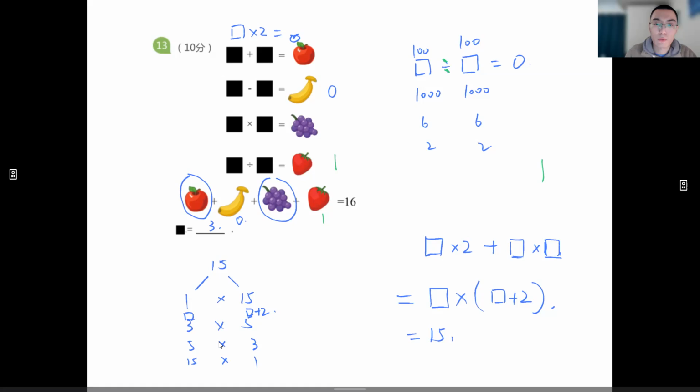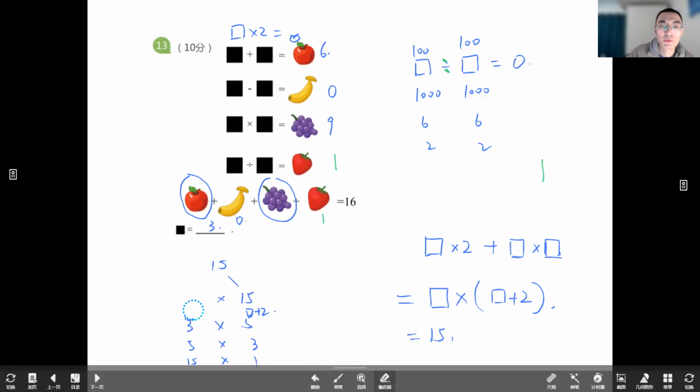And if you want to check, square plus square is 3 plus 3, which is 6. Square minus square is 0. Square times square is 3 times 3, which is 9. And then square divided by square is 3 divided by 3, so it's 1. And then it's 6 plus 9 plus 1, so it's going to be 16. No problem. Now let's see how we can solve this problem using trial.